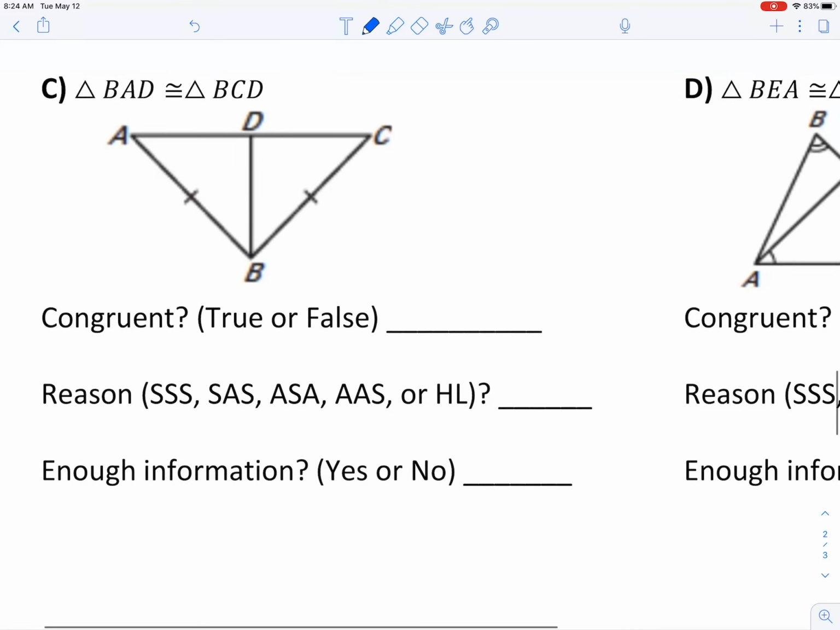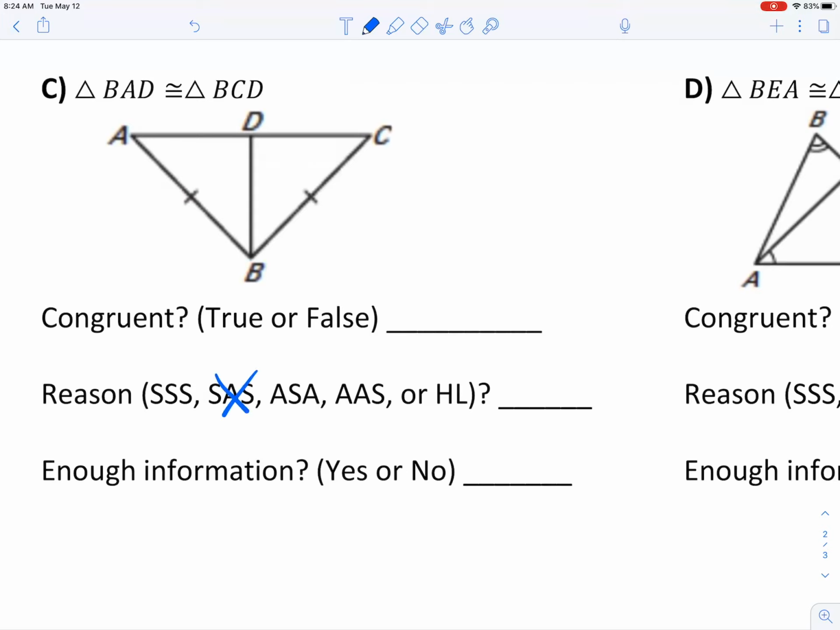All right, again, feel free to rewind this video if you want to rewatch that to really understand it. Here's the next one. Okay, we've got triangle BAD is congruent to triangle BCD. All right, so is it congruent or not? Let's see.